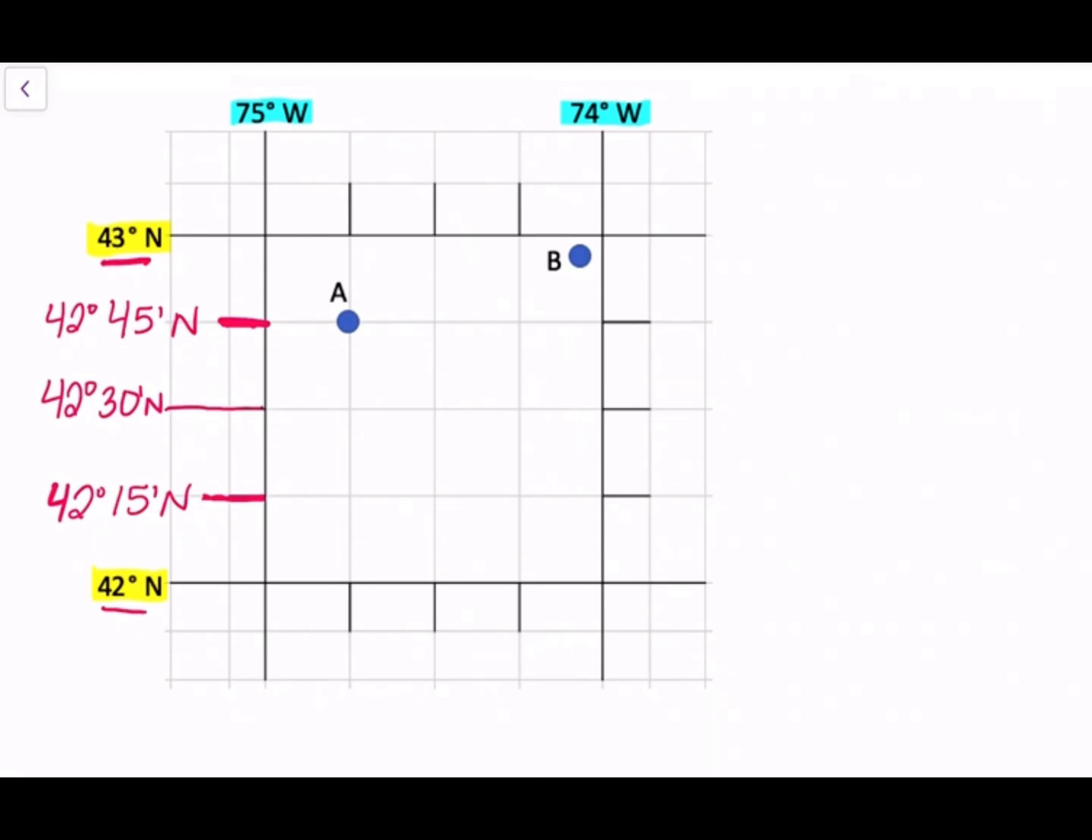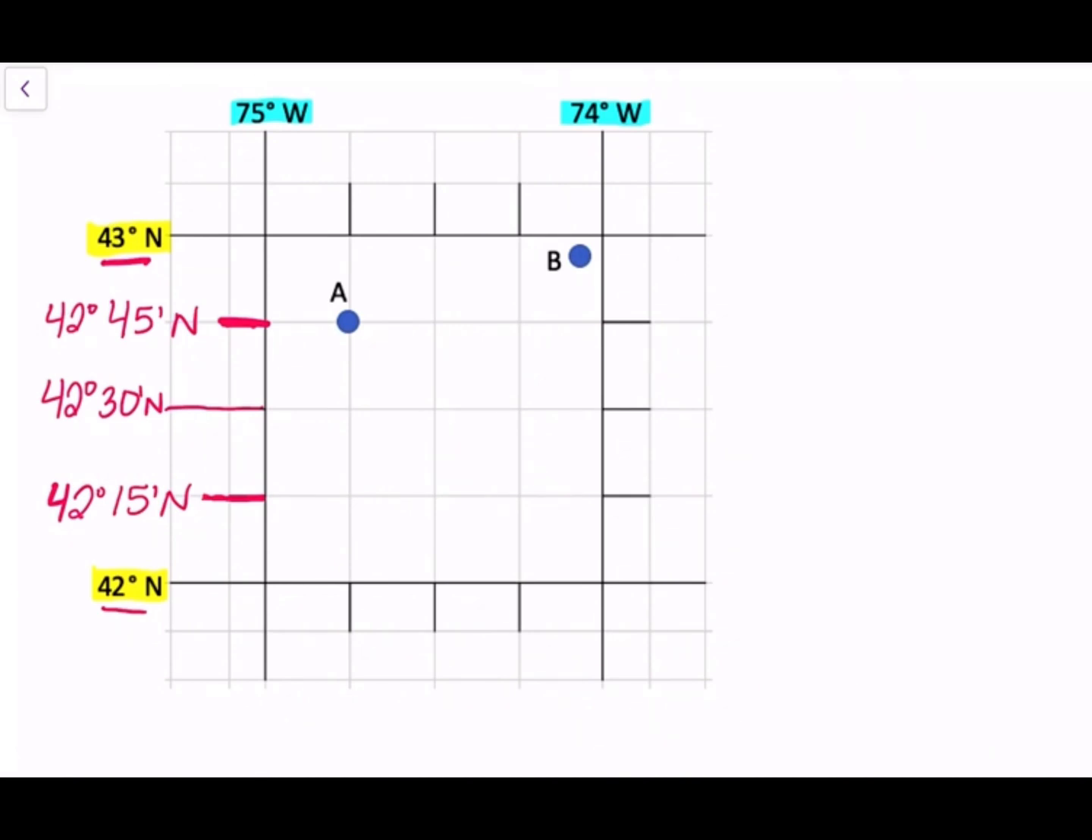Okay, so if you just think about the kind of major subunits of an hour, usually when we think in time, we think 0, 15, 30, 45, 60 minutes in an hour. And it's helpful if you can set those up when you're looking at minutes on a map for latitude and longitude.